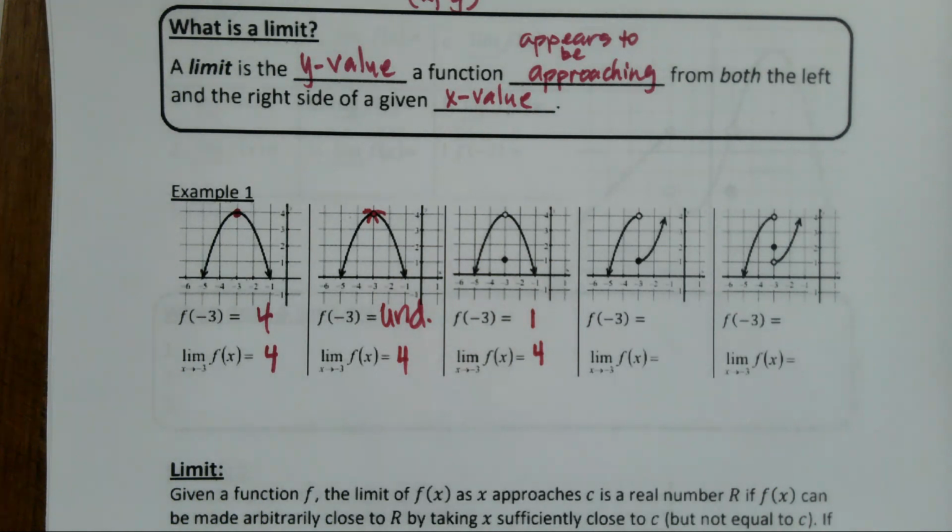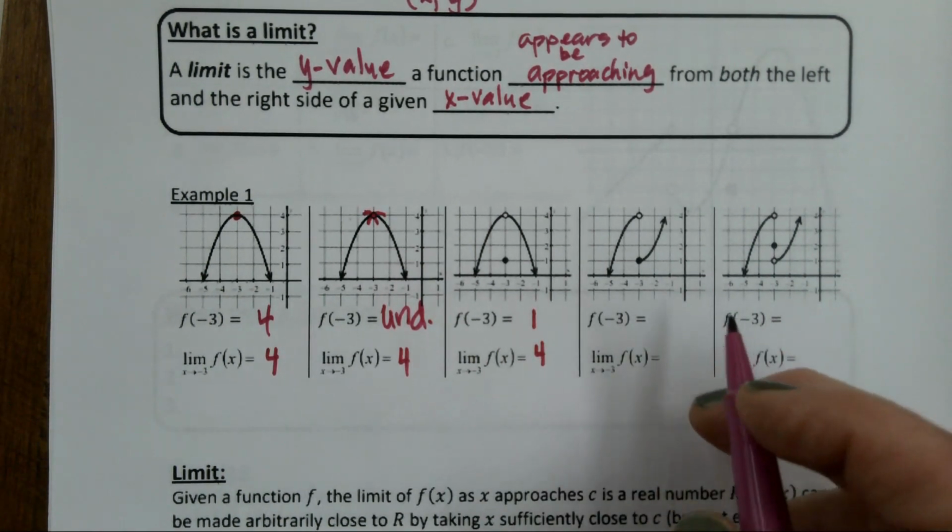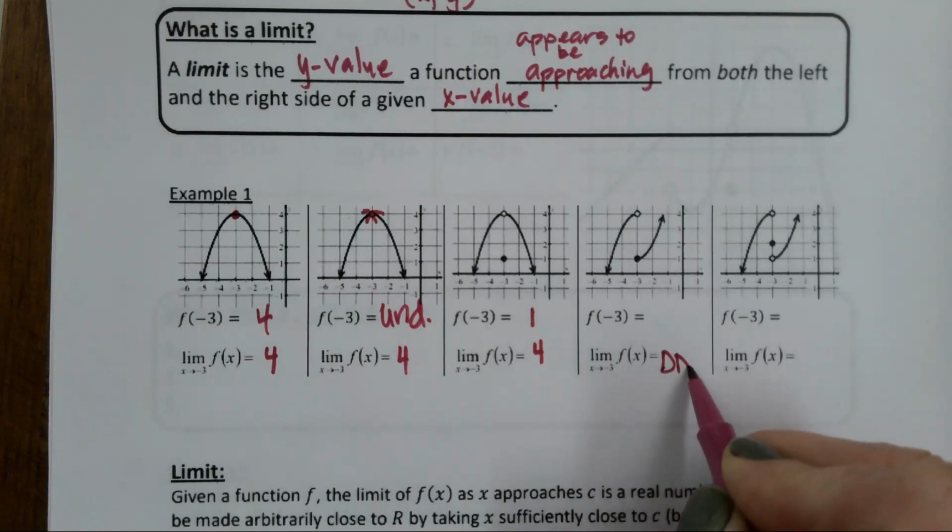So when does a limit not exist? When does a limit not have a value? When would the limit not be 4? When my function, again, is broken. On the left-hand side, it goes up to 4. On the right-hand side, it goes down to 1. They don't connect. And if they don't connect, we say that the limit does not exist.